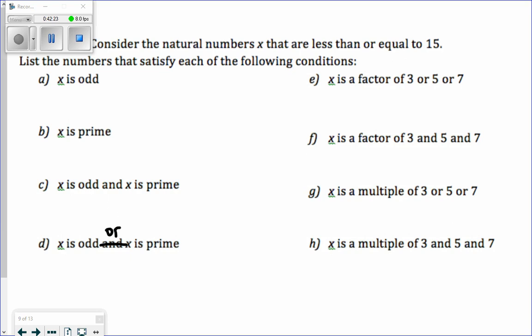Anywho, okay. So it says consider the natural numbers. So we know what this means. This means 1 and up that are less than or equal to 15. So if we take those two thoughts, what is our set? What's the set of numbers that are natural and that are less than or equal to 15? So just list them all.